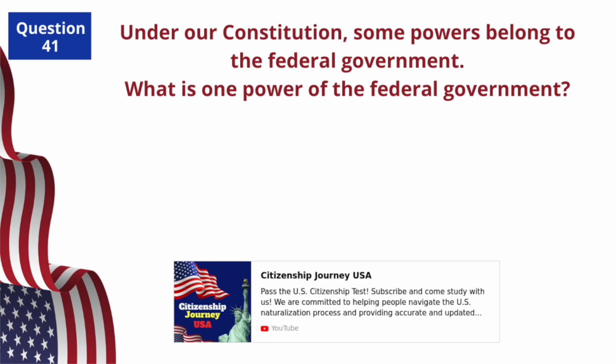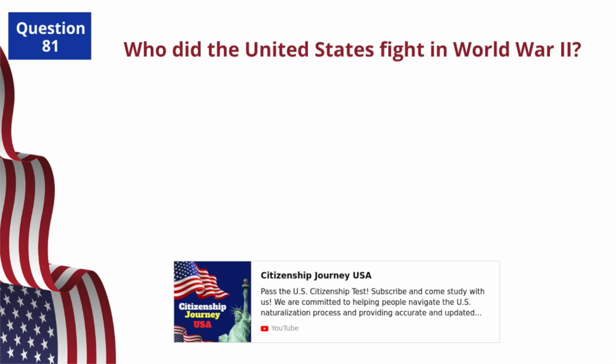Under our Constitution, some powers belong to the federal government. What is one power of the federal government? To print money. Who did the United States fight in World War II? Japan, Germany, and Italy.